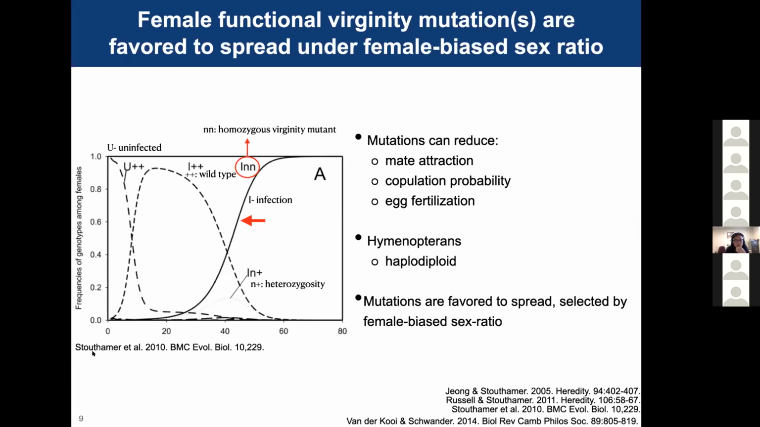Here is a model from a couple of years ago by Salsamer. Just ignore the details. Basically, they modeled asexuality induced by endosymbionts, so here is infected. What they found is that after, say, 20 to 40 generations, these homozygous female functional virginity mutants can spread, increase in frequency, and get fixed in the population.